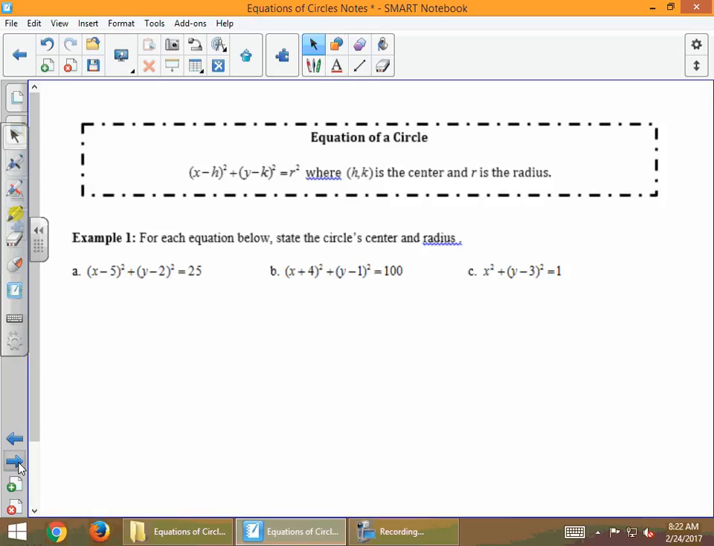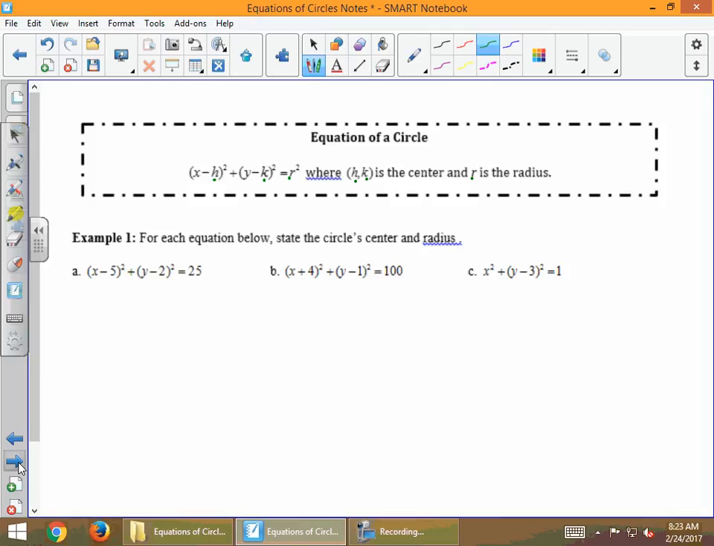Here again, the equation of a circle is just x minus h squared plus y minus k squared is equal to the radius squared, where h, k represents the center and r represents the radius. So literally all you have to do is take whatever the x value of your center is, plug it in here. Take the y value of your center, plug it in here. Take whatever your radius is and square it. That's all you have to do.